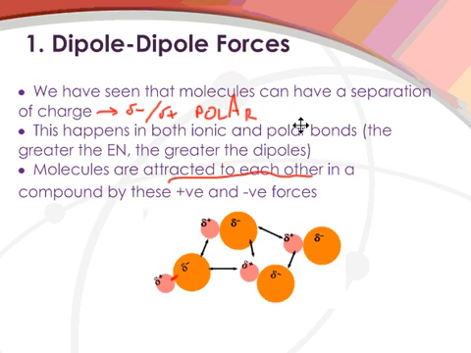All right, I'm going to erase these and sort of redo them just to make it a little bit neater. So we've seen that molecules can have a separation of charge. Basically, we have seen these partially positive and partially negative charges within molecules. This can happen in both ionic and polar covalent bonds. And remember, the greater the electronegativity differences, the greater the dipoles. What ends up happening is molecules end up being attracted to each other in a compound by these positive and negative forces, kind of like a magnet.